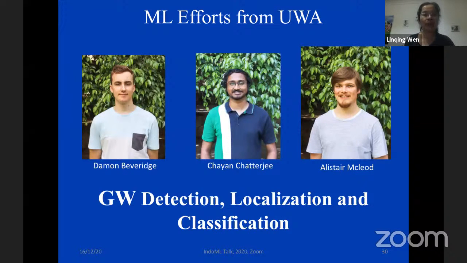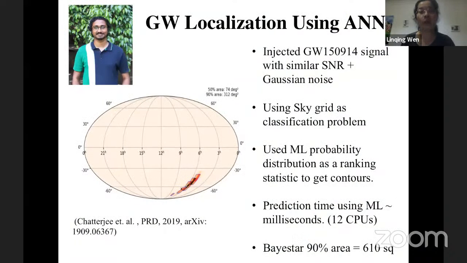And these are the 3 students. So I will show one. That's Chayan, our first year PhD student. And he actually just published the paper last year after 3 years of internship with us. And he used the ANN method. And he basically divided the sky into grids and treated it as classification. And you can predict the binary sky direction and cross-check where the real direction is. And he got it on injection, that's actually on real injection into Gaussian noise.